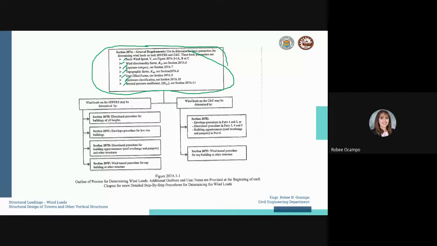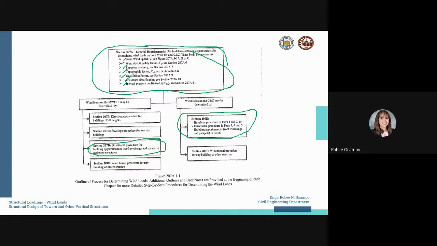Okay? But of course, pagdating na sa computation mismo ng ating wind load, dito lang tayo magpo-focus. Okay? So dito lang tayo sa section 207D of the directional procedure for building appurtenances and other structures. Okay? And of course, if we're going to compute also for the CNC of our vertical structures, we will focus on the section 207. Okay? So that's for the components and cladding. Okay? Itong mga section lang importante sa discussion natin, no?